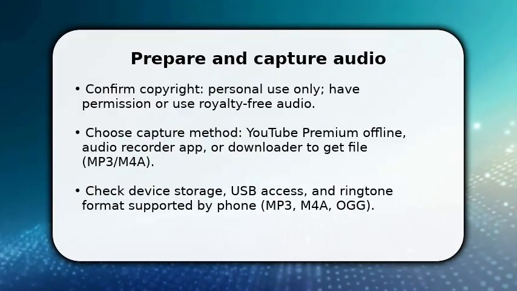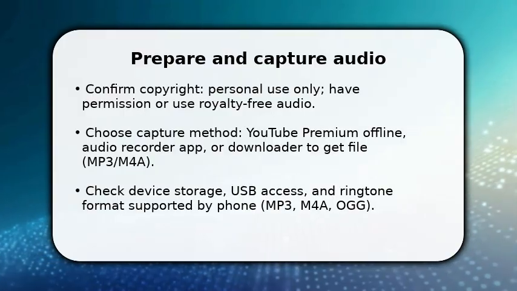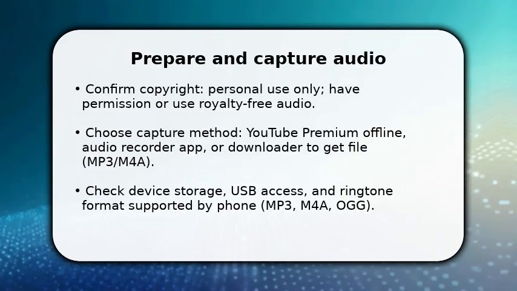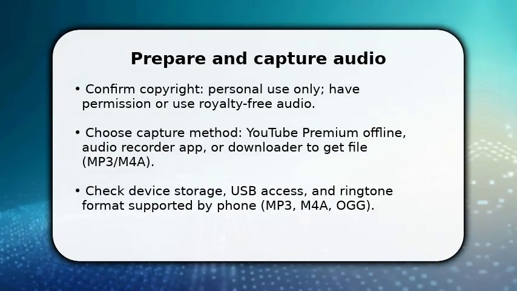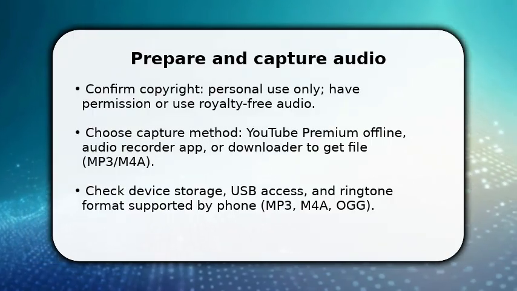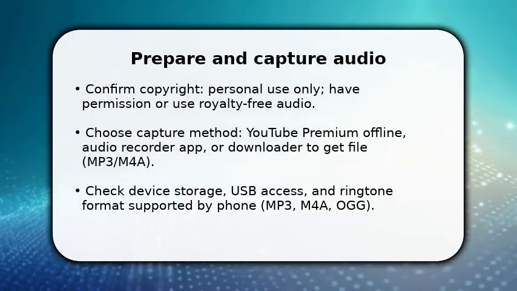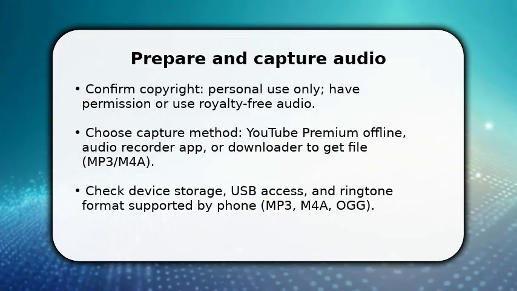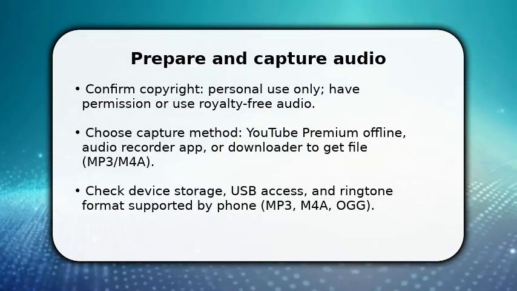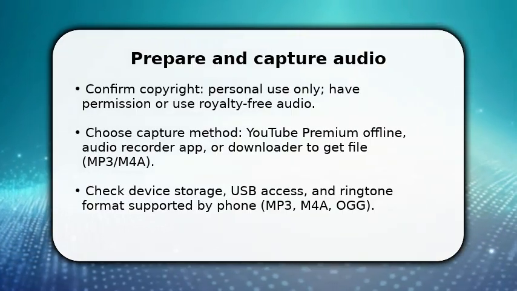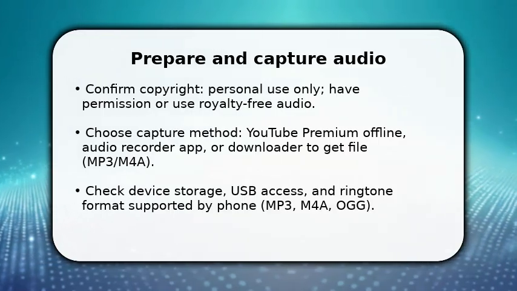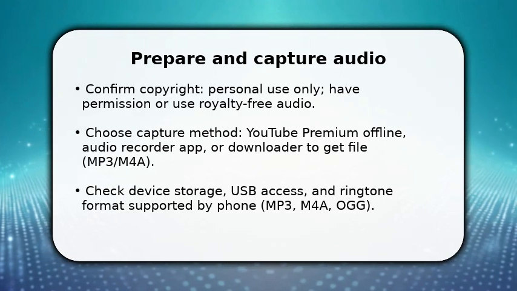You start by securing the audio legally and preparing your device. If you have permission or are using royalty-free tracks, choose how to capture. YouTube Premium offline saves for playback, while a recorder app or downloader extracts an MP3/M4A file. Make sure your phone supports the format and you have enough storage. Once done, locate the saved file in Downloads or your recorder folder. Next, connect or prepare for file transfer to the phone's ringtones directory so you can set it later.